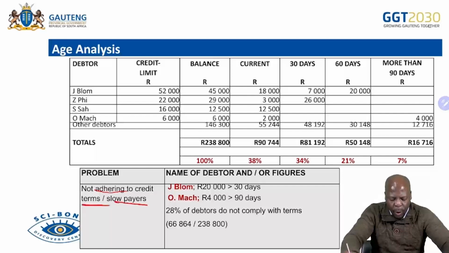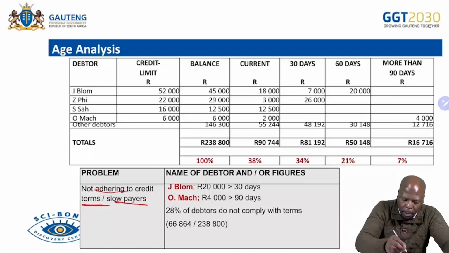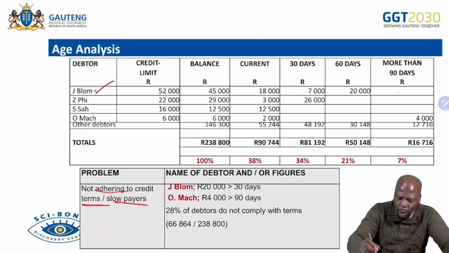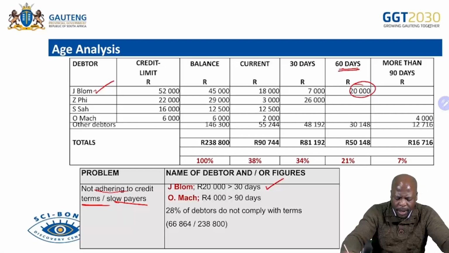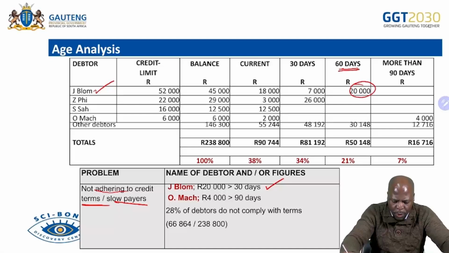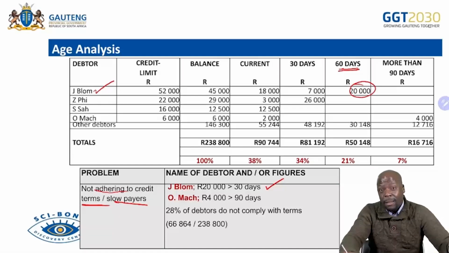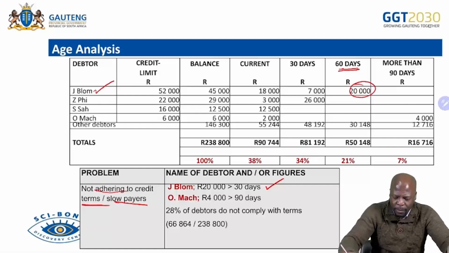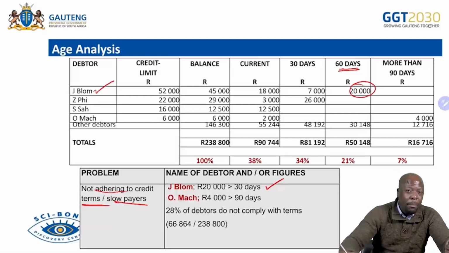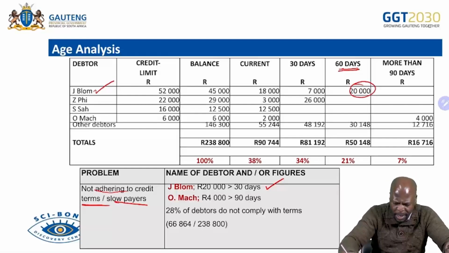Which debtors are not adhering? Number one, let's look at J. Blom. Remember, I spoke about J. Blom earlier on. J. Blom has an amount of 20,000. It has exceeded the 30-day credit terms. The 20,000 is now on the 60-day. So number one, he is not adhering to the credit terms. What are the credit terms? 30 days. And he is now owing for 60 days. So J. Blom is not complying with the credit terms.